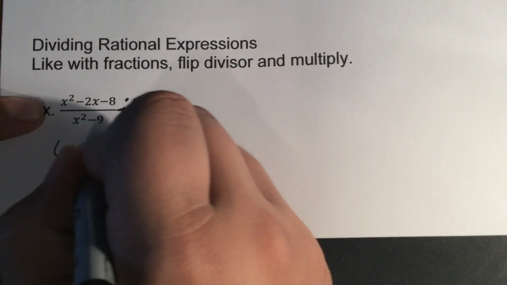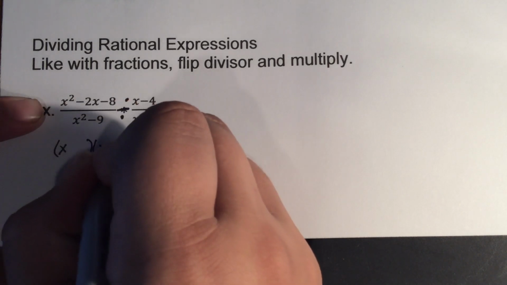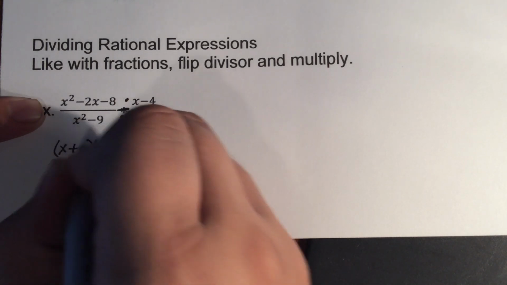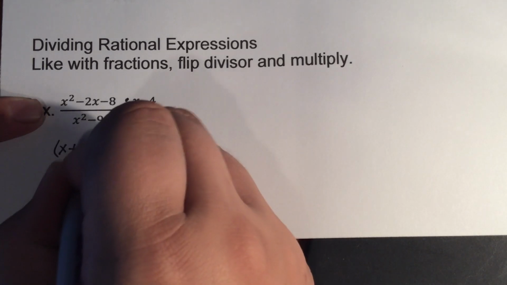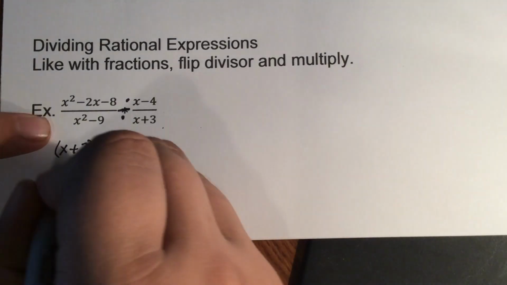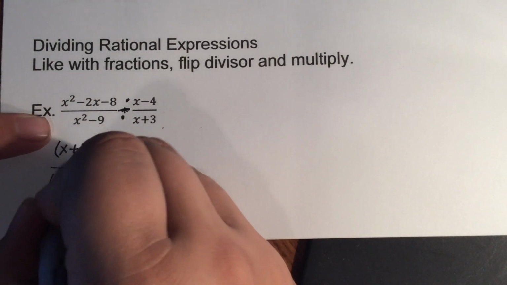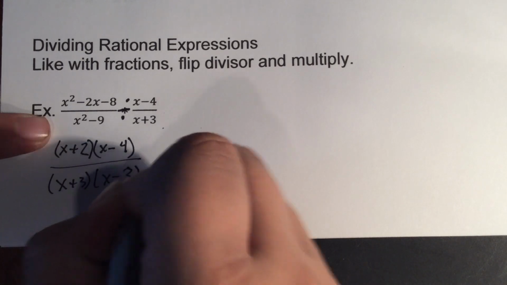So factoring, two sets of parentheses, I would get x and x. That's a minus, so one's plus, one's minus. Difference would be 4 for the negative, 2 for the plus because the middle is negative, or a minus. Bottom is difference of squares, so x plus 3, x minus 3.